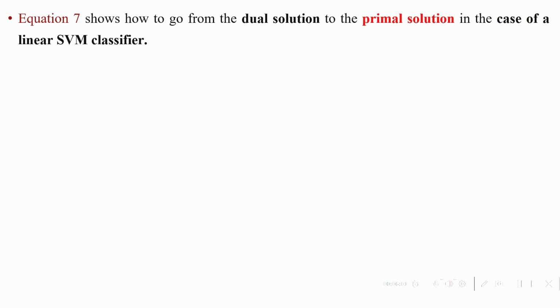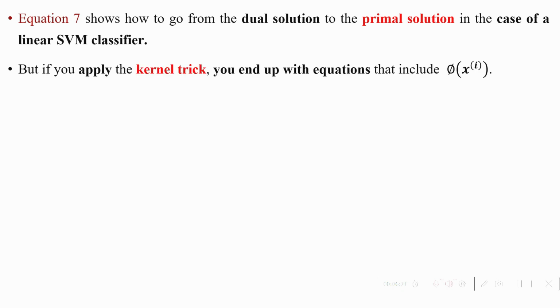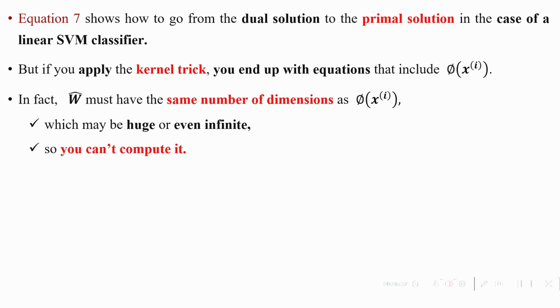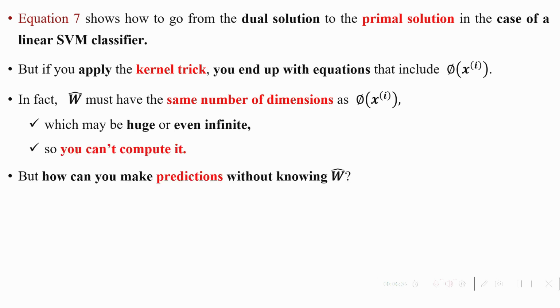So here, the equation below, equation 7, shows how to go from the dual solution to the primal solution in the case of a linear SVM classifier. But if you apply the kernel trick, you end up with an equation that includes phi of x^(i). In fact, here W cap must have the same number of dimensions as phi of x^(i), which may be a huge number or even infinite, so you cannot compute it. But how can you make predictions without knowing W cap?